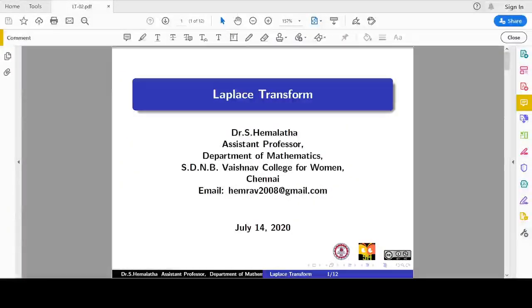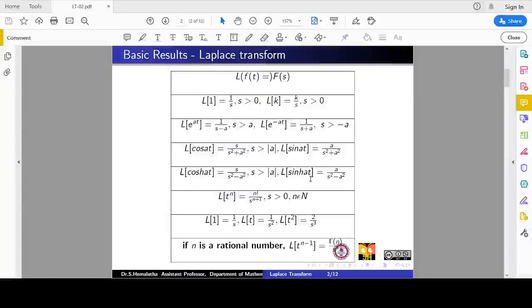So welcome back. In the first session, we learned the definition and the very basic properties of the Laplace transform and some basic results also. We'll move on to the next part.